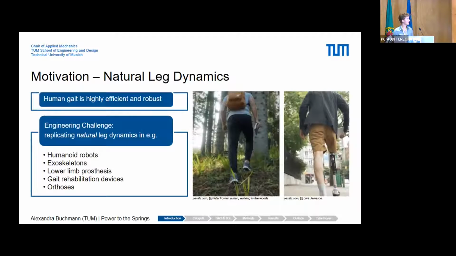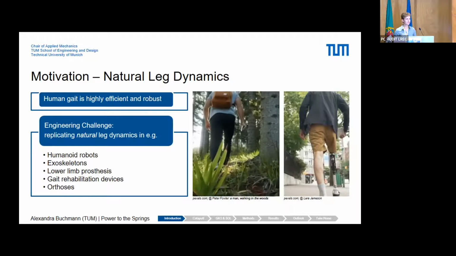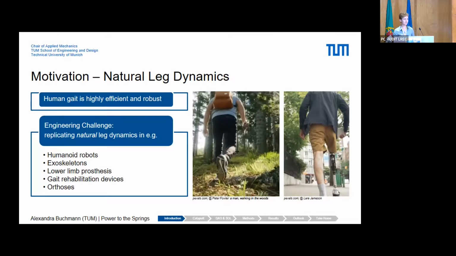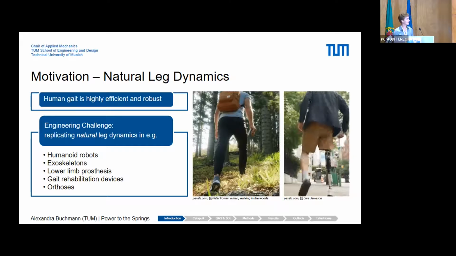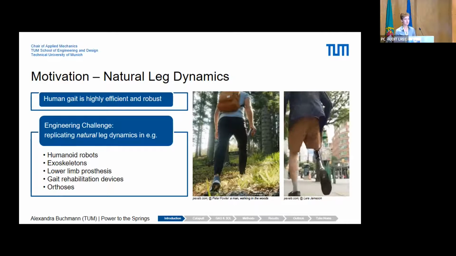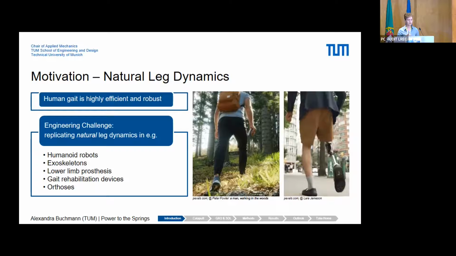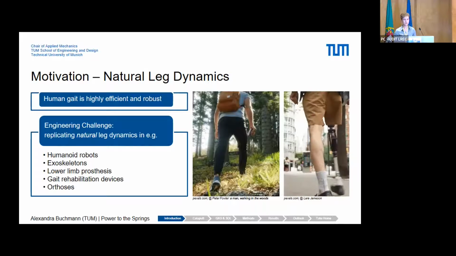We know that human gait, for example, this guy here walking through the woods, is highly efficient and very robust. So that's something that comes naturally to us. We don't think about it because we learn it as children, but we quickly realize how challenging it actually is to replicate this natural leg dynamics when we look into technical systems. For example, in this case, a lower limb prosthesis, but it also applies to other fields like humanoid robots, exoskeletons, gait rehab devices, or orthosis.